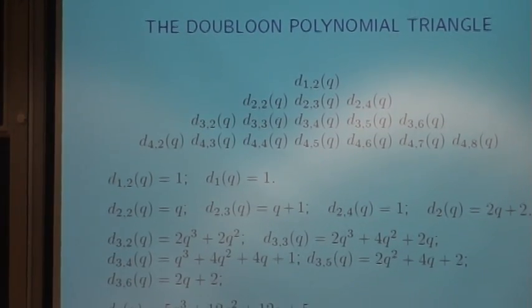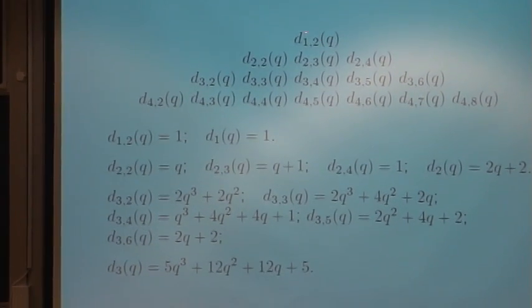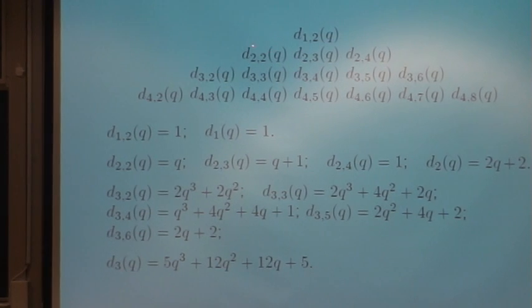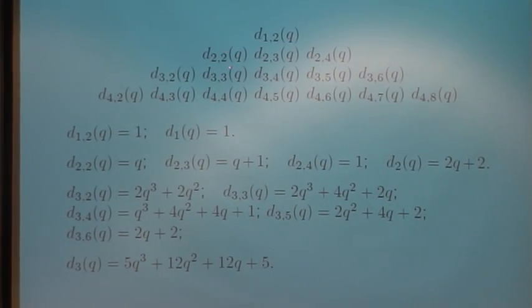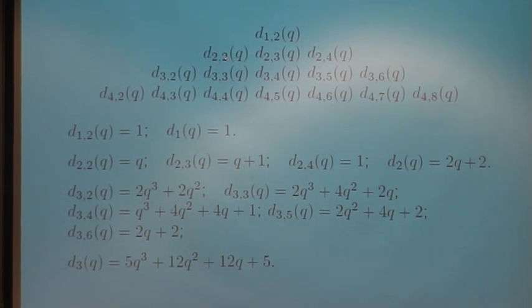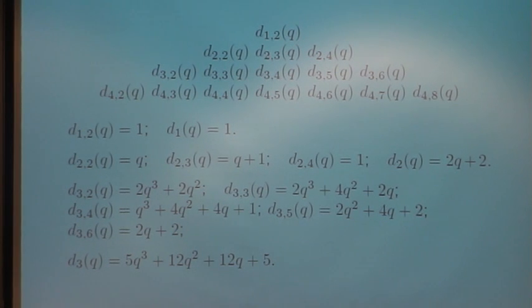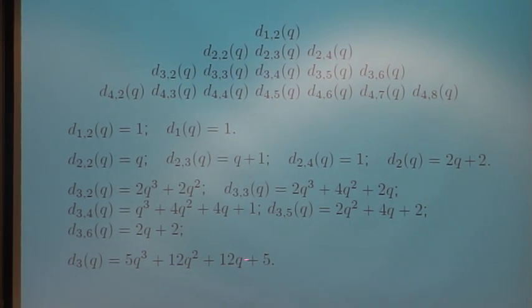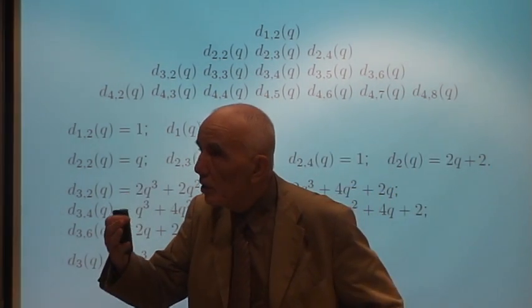Okay, so we can place now the Doubloon polynomial triangle like this. So this is the geometric function for normalized doublets for which B0 equals 2. This is the normalized doublets for n equal to 2, for which B0 equals 3, and so on. We can place this in a triangle. And here you have the values, you see. So in other words, we do have a triangle of polynomials.